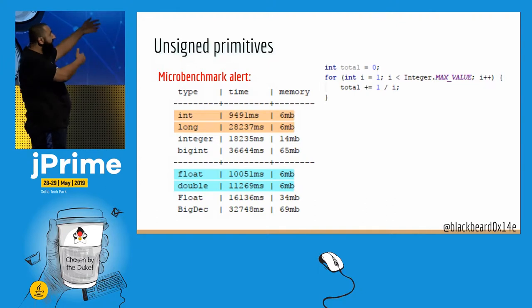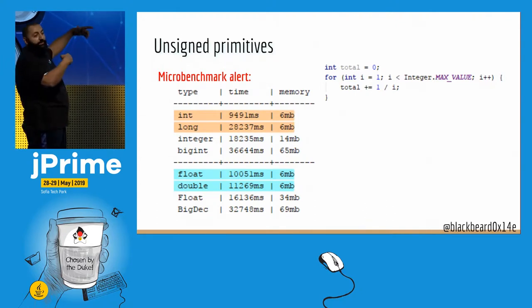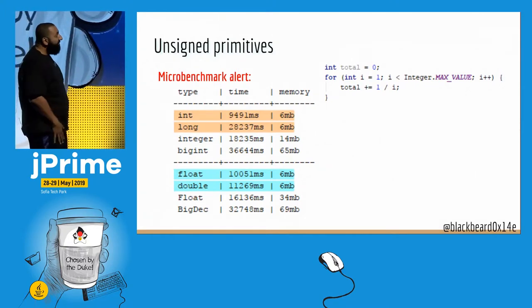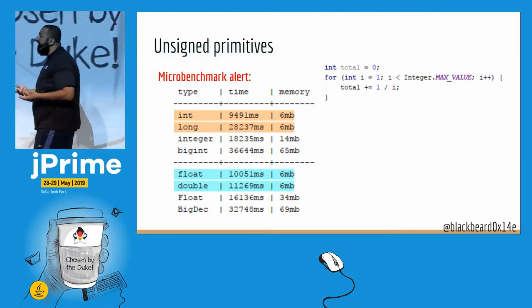But the simplicity of it, right? From int to long, for example, or from float to double, or from int to Integer, with the boxing and the unboxing. The memory usage and the time, it's not as cheap as you might think, right?